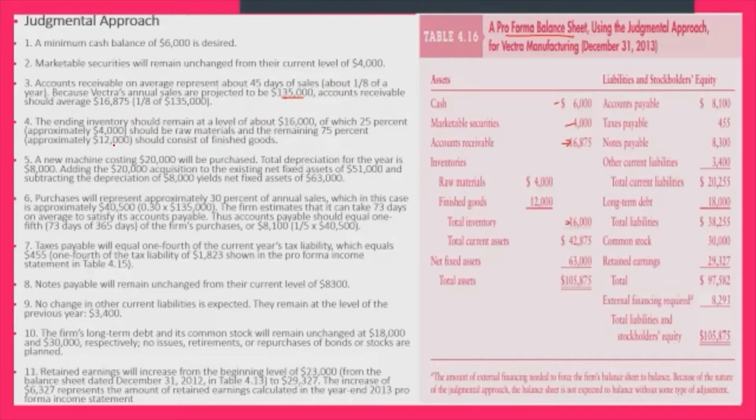25% is 4,000, and the rest is raw materials, and the remaining is finished goods. It makes up the 60. A machinery costing 20,000 will be purchased. Total depreciation for the year is 8,000. Adding the 20,000 acquisition to the existing net fixed asset of 51,000 and subtracting depreciation of 8,000 yields the net fixed asset of 63,000. Right? So when we add current assets and fixed assets, our total assets is 105,875.